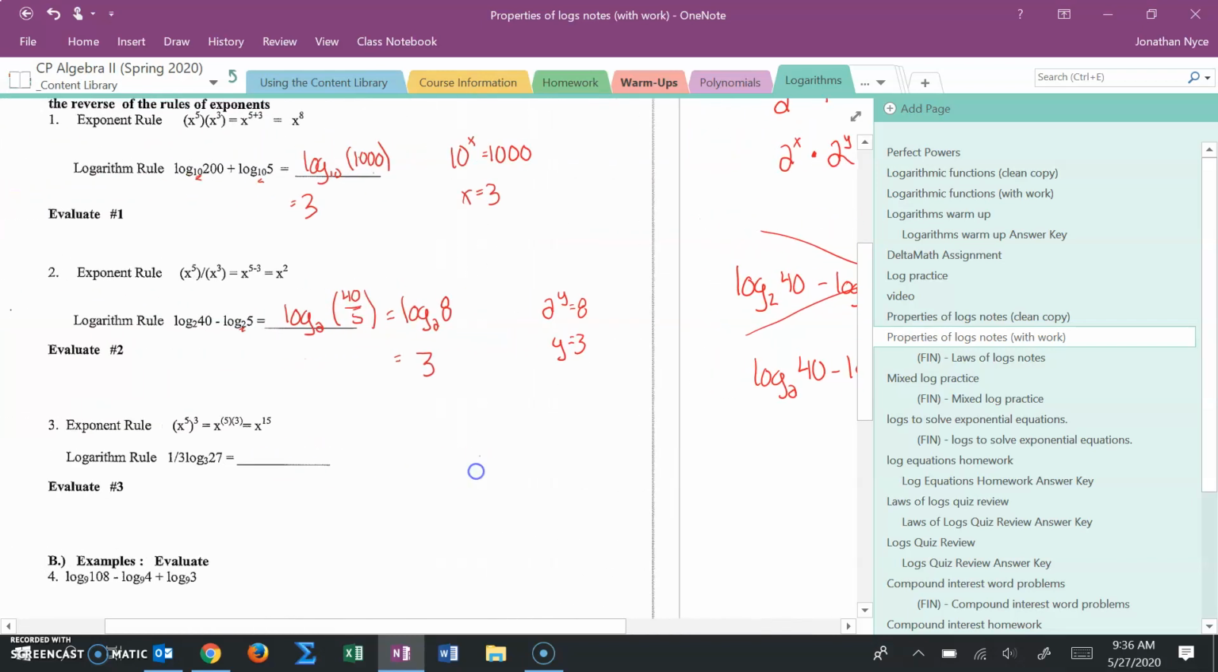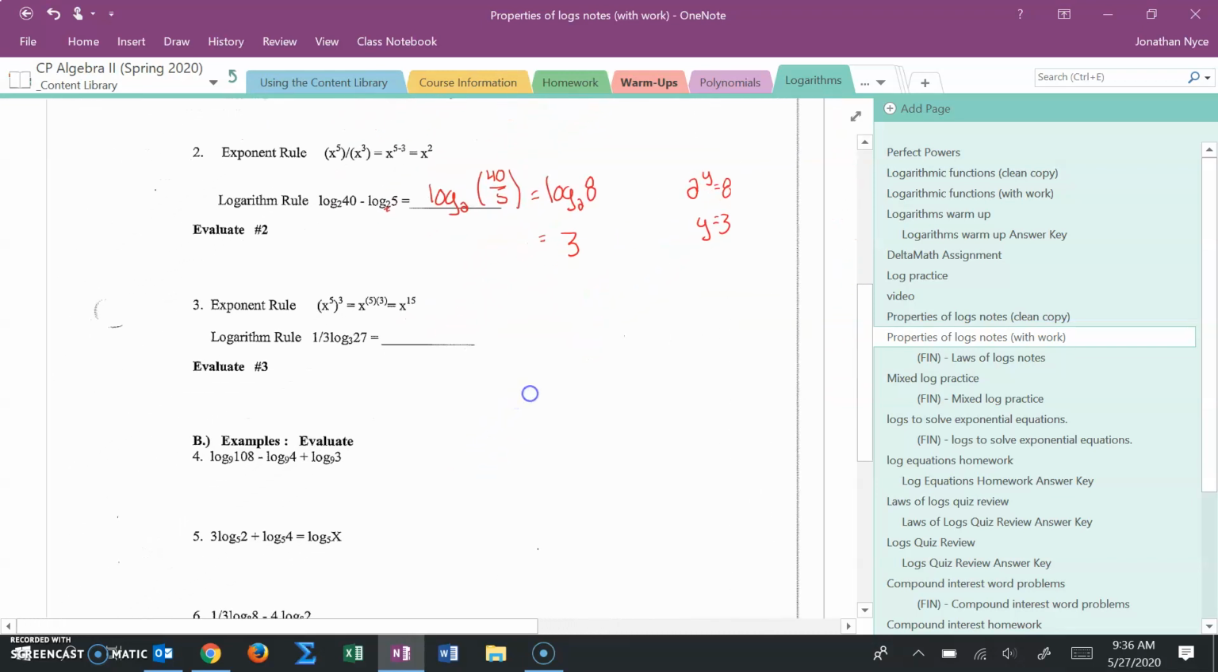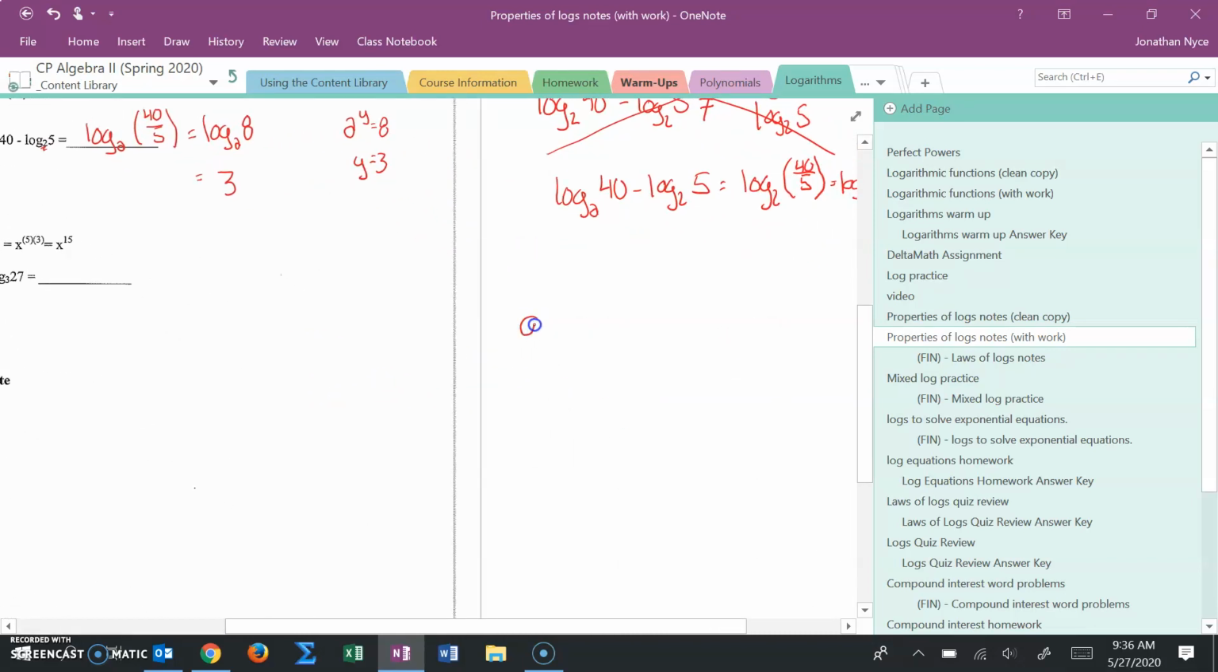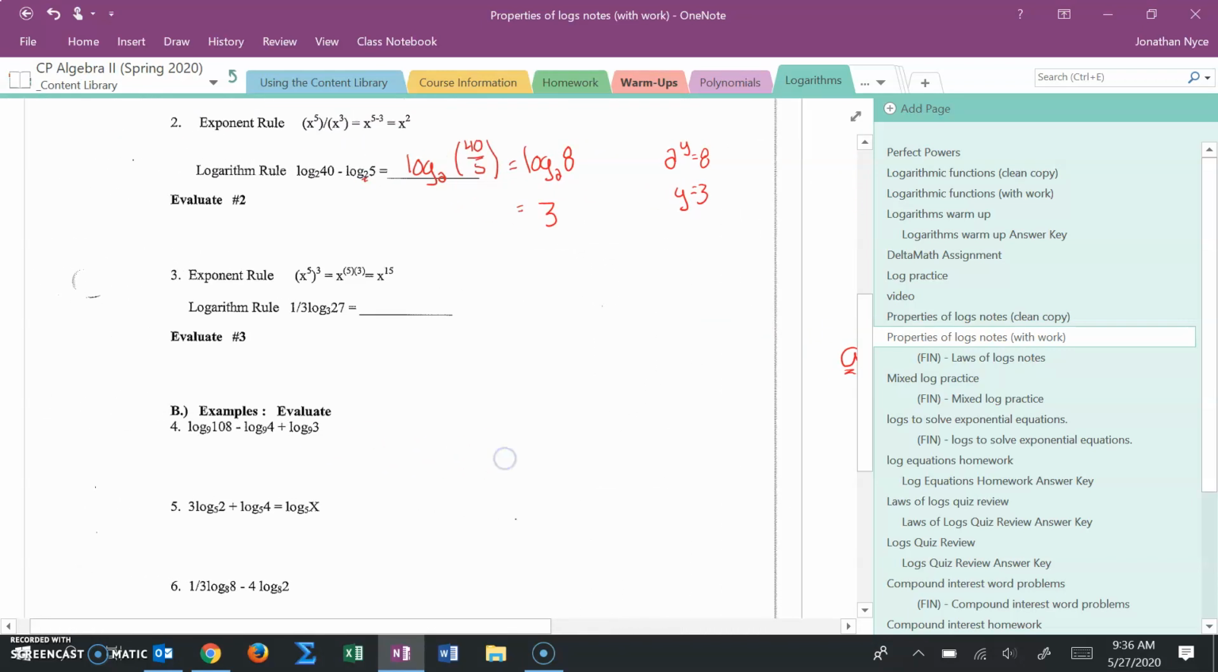So adding logarithms, you can rewrite it as a product. Subtracting logarithms, you can rewrite it as a quotient. And if you're multiplying a number times a log, and this is actually a very, very key rule here, we have a times log base b of c, that coefficient, that a, can become an exponent. So we can rewrite this as log base 3 of 27 to the 1/3 power.